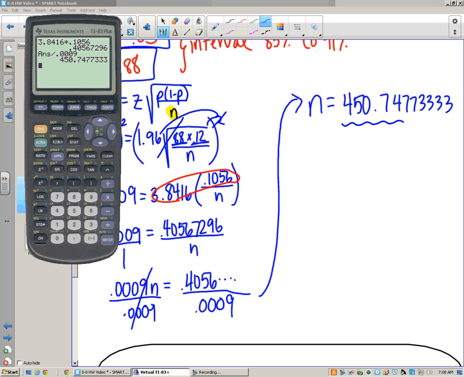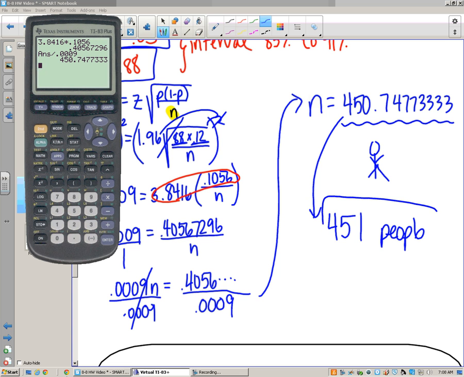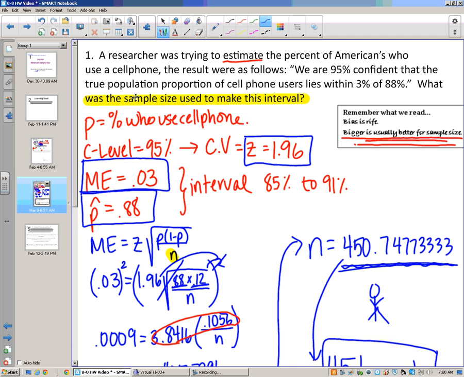Okay, so we were asked what sample size. Well, that cannot be a sample size. That's only like part of a person. So to make it a whole person, we need to say, okay, this 450 would become 451 people. So we have to round up because we know that they had 0.7 of a person, meaning they must have had a full person.